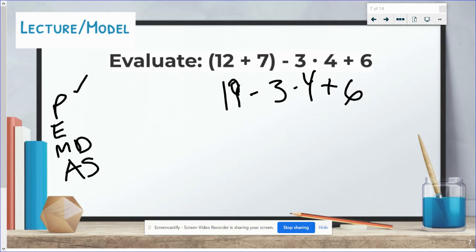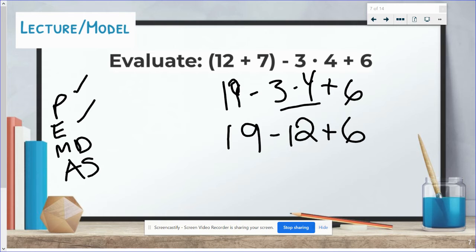Next thing I'm going to check for is any exponents. I do not have any exponents, so I can check that off. We're done. Now multiply and divide. I do see a 3 times 4, which is 12. So now I have 19 minus 12 plus 6. I don't see any more multiplication or division, so I'm done with that step.